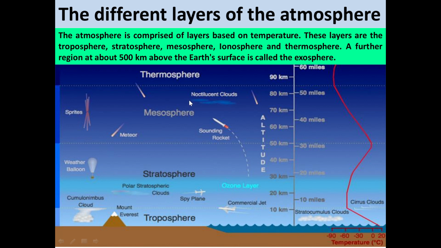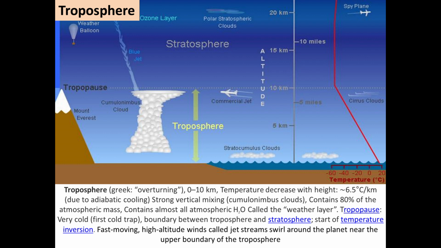exosphere. So here you can see that these spheres are categorized on the basis of temperature variation. There is different temperature variation over the different spheres. So let's start. First of all, discussing the troposphere.